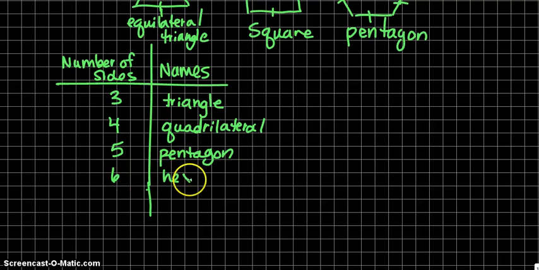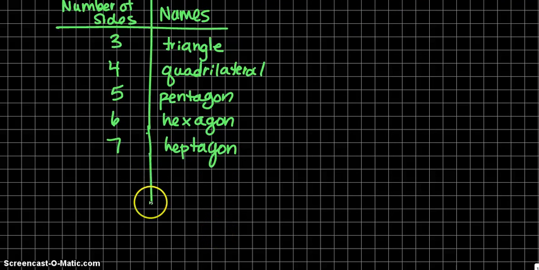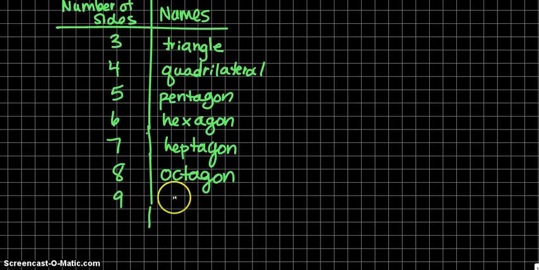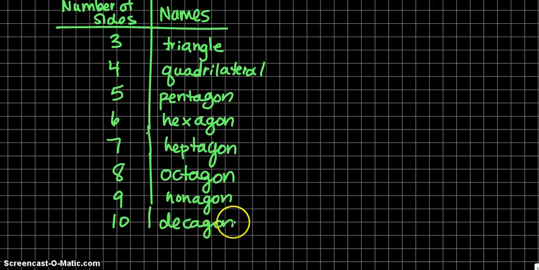6 sides is a hexagon. 7 sides is a heptagon. 8 is an octagon. 9 is a nonagon. And 10 is a decagon. These are the ones that we use the most often that you will need to know. The other ones are just for general interest. Hopefully it was interesting.